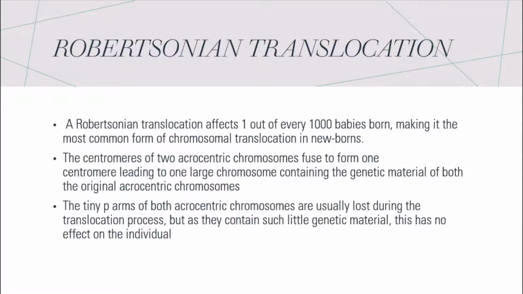1 out of every 1,000 babies born is affected in some way by Robertsonian translocation, making it the most common form of chromosomal translocation. During the Robertsonian translocation, the centromeres of two acrocentric chromosomes fuse so that one large chromosome containing the genetic material of both chromosomes forms. The tiny P-arms of both acrocentric chromosomes are usually lost during the translocation process, but as they contain such little genetic material, this has no effect on the individual.